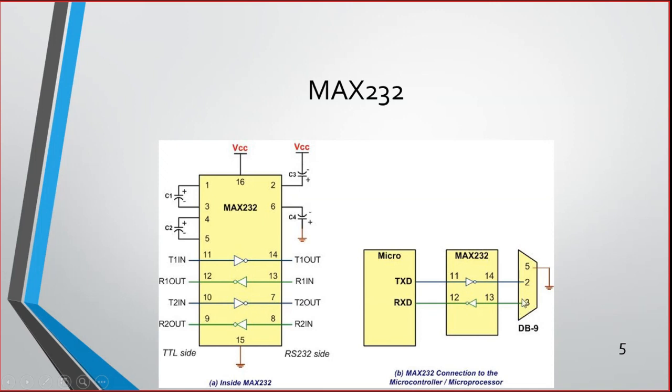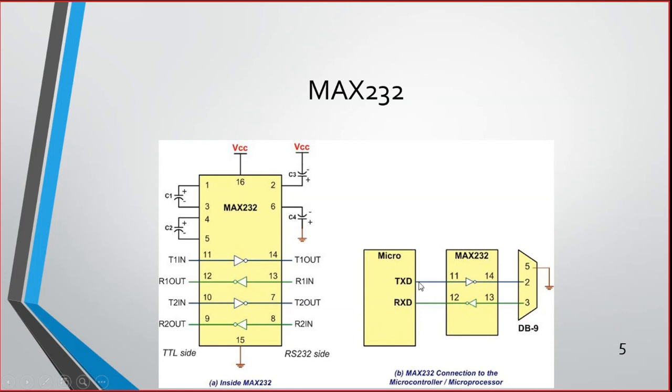Pin number 3 is actually the transmit pin of the PC. So whatever data is transmitted will be in RS232 format. That should be connected to R1 in of the MAX232. So RS232 will be converted to TTL and it is available at R1 out. That R1 out will be given as input to RxD, the input of the microcontroller. So the RS232 data is converted to TTL, and the TTL data can be read by the microcontroller.